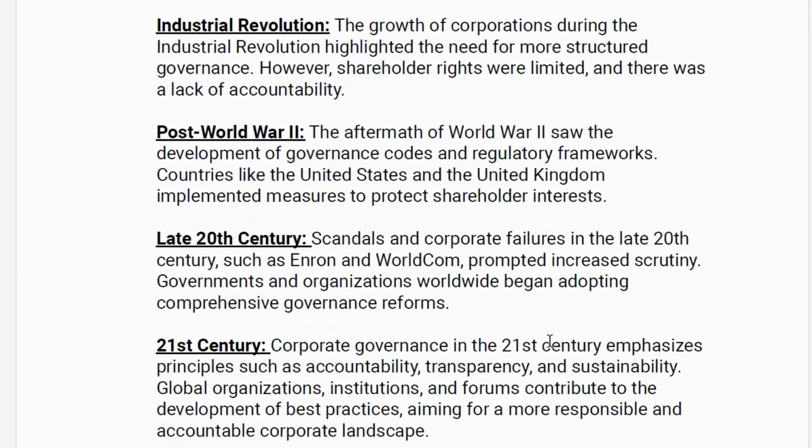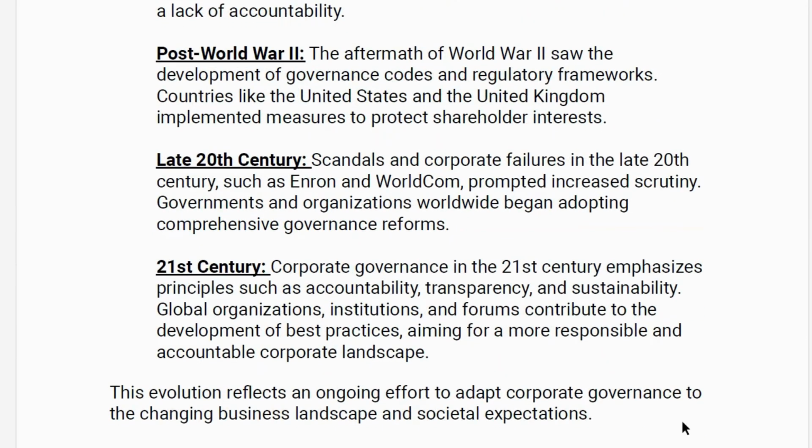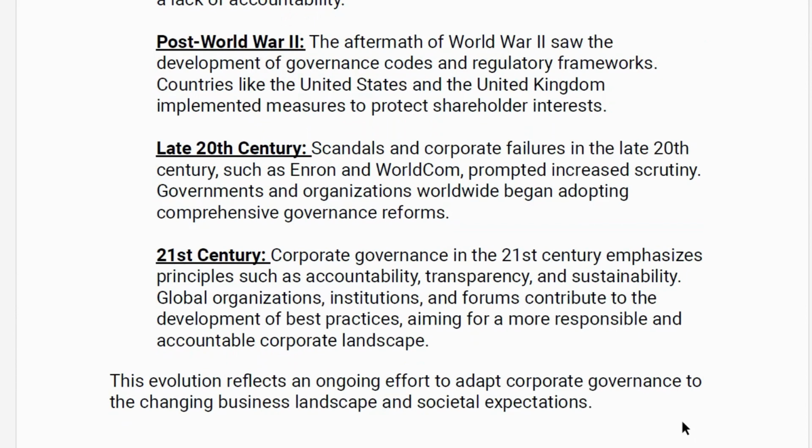And in the late 20th century, governments and organizations worldwide began to adopt governance reforms. The 21st century emphasizes principles such as accountability, transparency, and sustainability. Global organizations, institutions, and forums contribute to the development of best practices. So this evolution reflects an ongoing effort to adapt corporate governance to the changing business environment.